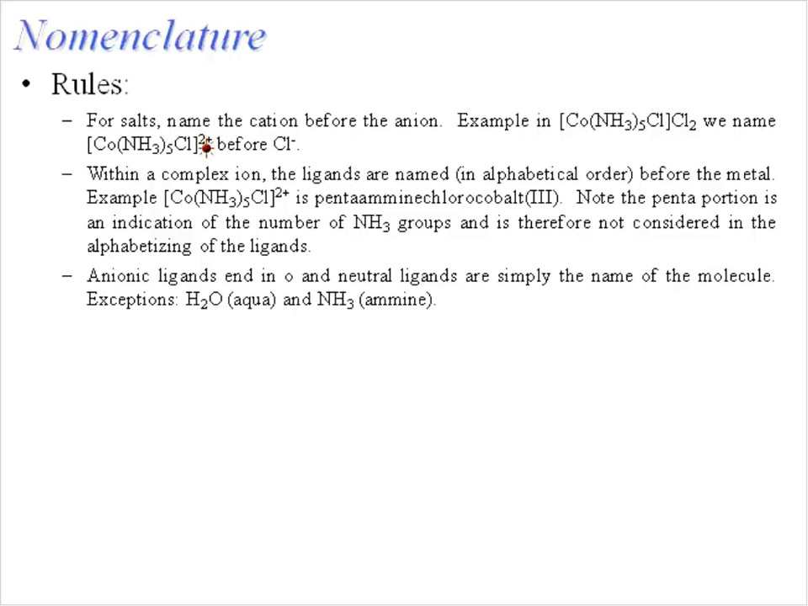So to name a complex ion, ligands are named in alphabetical order and before the metal. Ligands in alphabetical order. You see, sometimes there can be multiple ligands, like in this example, ammonia is a ligand, and then Cl also. So you may have multiple ligands. So you just need to look at alphabetization when there are multiple ligands.